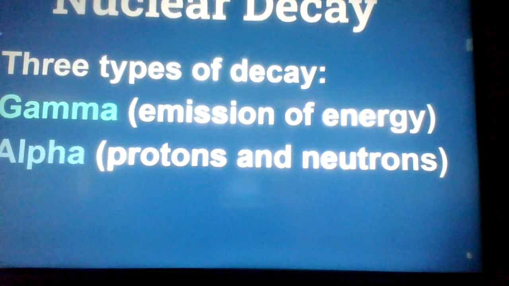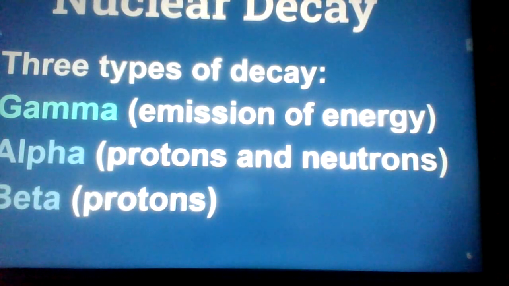There's one called alpha, in which protons and neutrons both leave the nucleus. As you'll see in just a moment, 2 protons and 2 neutrons leave the nucleus. And the third kind is called beta. Now, I wrote protons on there, but I'll tell you a little bit more in a few minutes that it also involves a neutron and an electron. But protons are the main focus for beta decay. So 3 types of decay: gamma, alpha, and beta. The next few pages will give just a little bit of detail of each, because again, it's a lot more complicated than we're able to talk about here.